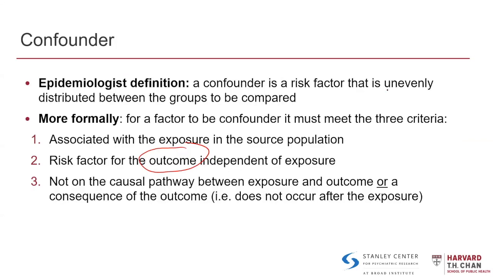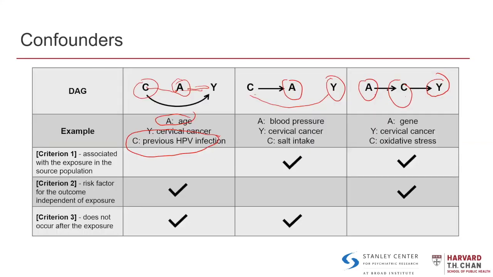So as you think about a confounder, thinking about the 3 criteria is really important. Even if you have a variable that is associated with the exposure and a variable that is associated with the outcome, it shouldn't be in the causal pathway. It shouldn't be between the exposure and the outcome. It shouldn't be the consequence of the exposure. So in this case, C is the consequence of A, or oxidative stress could result because of this specific genetic haplotype.